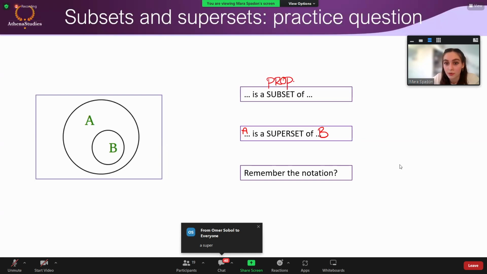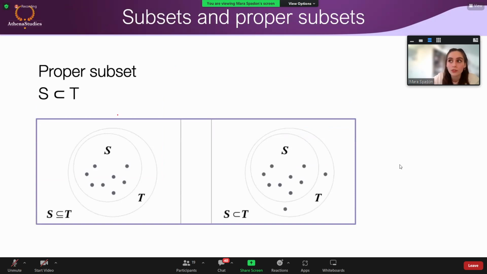So let's check out what that is. In our case here, we would say that B is a proper subset of A. So what does that mean? S is a proper subset of T if there's at least one element of T that is not in S. Okay? So they do not have to share all the same elements. If they do, it is a regular subset, like we see here, right? There are no elements of T that are different from S. They are the exact same circle.